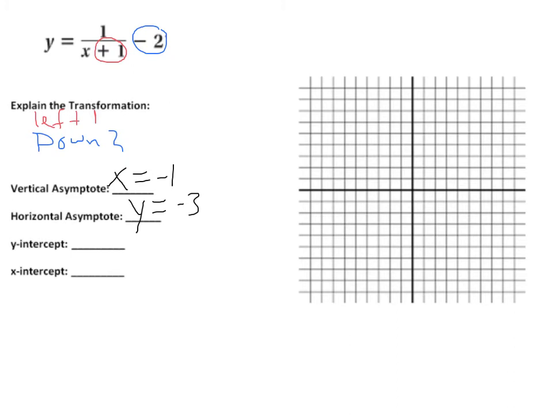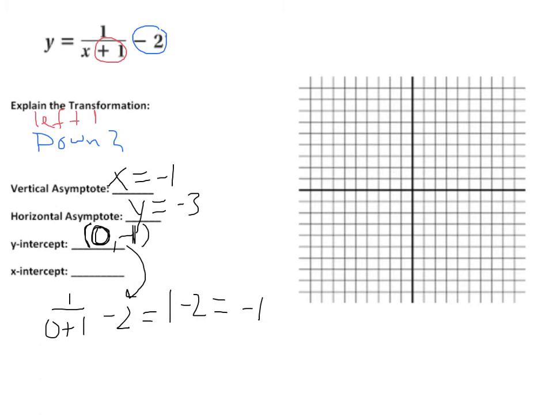My y-intercept, if I plug 0 in for x, so this is my work for my y-intercept. If I have 0 plus 1 minus 2, that's going to be 1 minus 2, which is equal to negative 1. So for my point I write here, I plugged 0 in for x, and I came out with negative 1 for y.